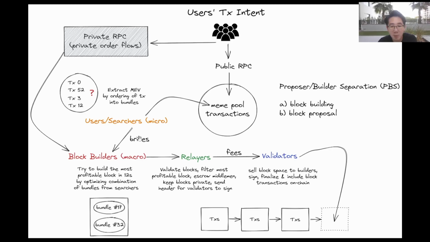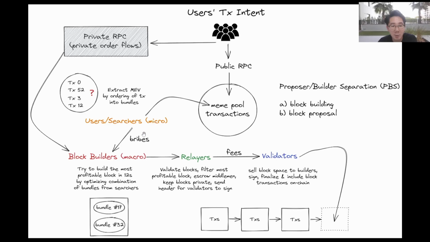And this block will be sent over to the validators through this middleman called relayers. So relayers will validate the validity of the content inside the block, and they'll keep it private. They'll send the header for the validators to sign and then send back. Once everything is confirmed, validators will include the block into the next block in the blockchain. So that's basically the whole idea of how the process flow works.